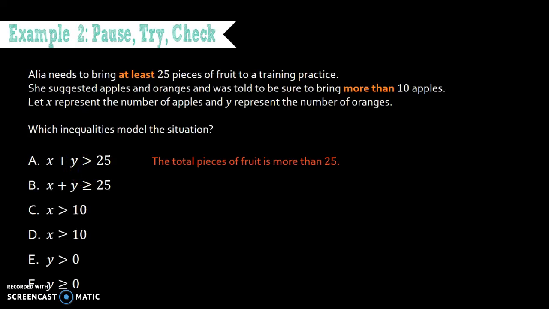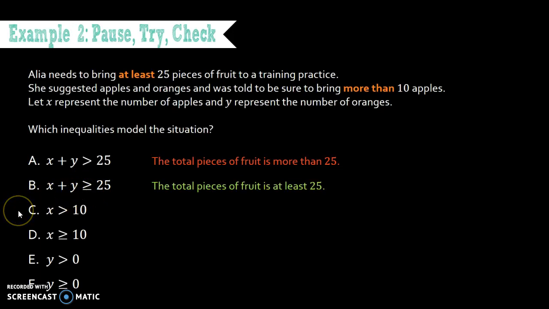That's not quite correct. We know that the total pieces of fruit, this says that it's more than 25, but my word problem told me that she needs at least 25. That indicates I could include the value 25. I don't have to just be bigger than 25. That leads us to choice B being correct. The total number of pieces of fruit is at least 25. This inequality symbol correctly represents our situation.